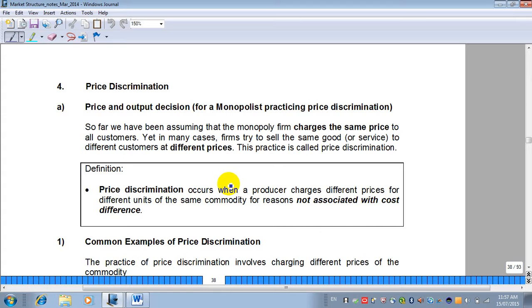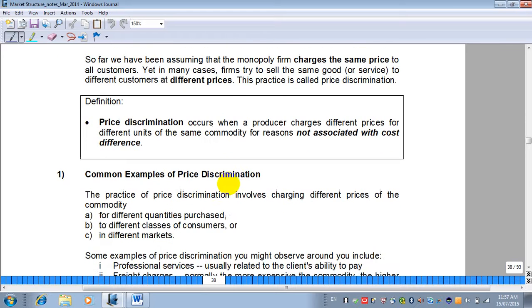Now for price discrimination, have you ever wondered why they use the word discrimination within price discrimination? Because the producer is charging different prices for different units of the same commodity for reasons not associated with cost. So it's a bit like discriminatory.